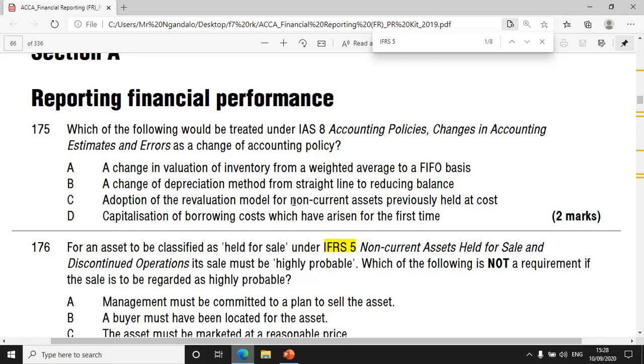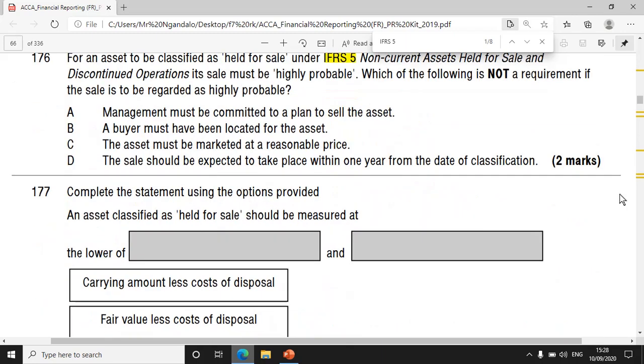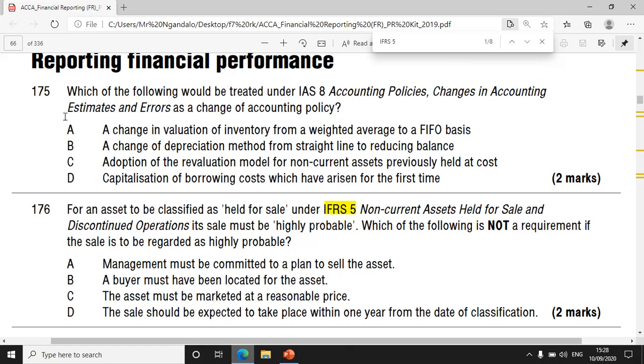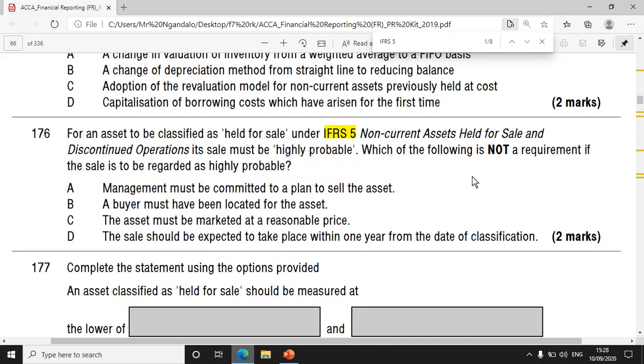Then we have adoption of the revaluation model for non-current assets. That falls under PPE. Capitalization of borrowing costs which have arisen for the first time. That falls under IAS 23. Okay, let's progress. So the best answer for question 1, of course, is option A, where you are changing your valuation method from weighted average to FIFO. It means that you also have to apply the same method to previous year valuations.